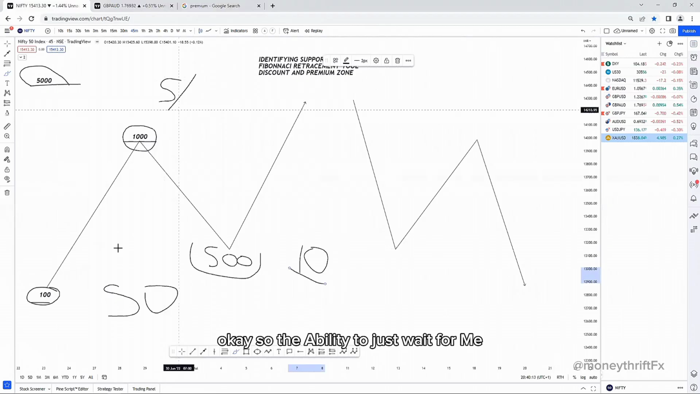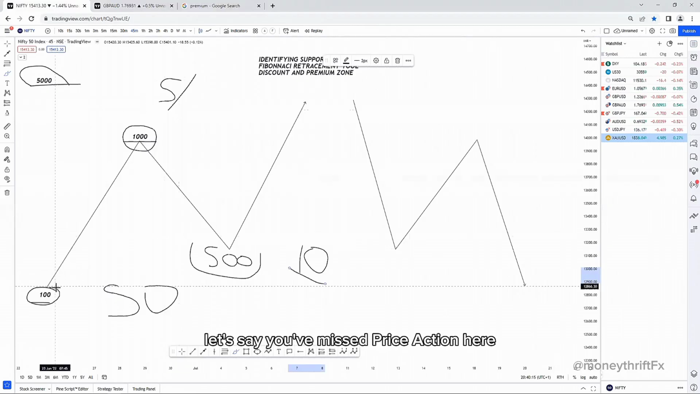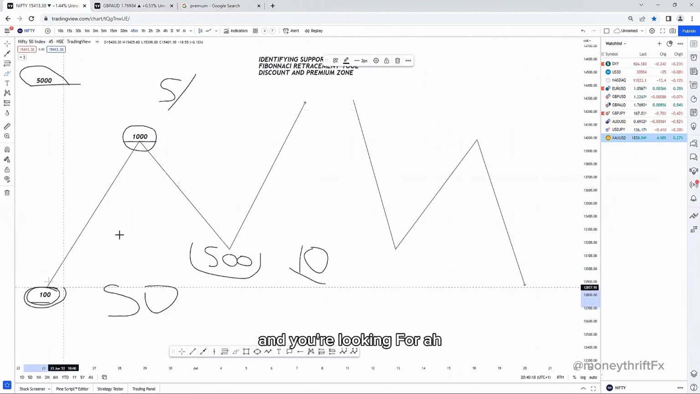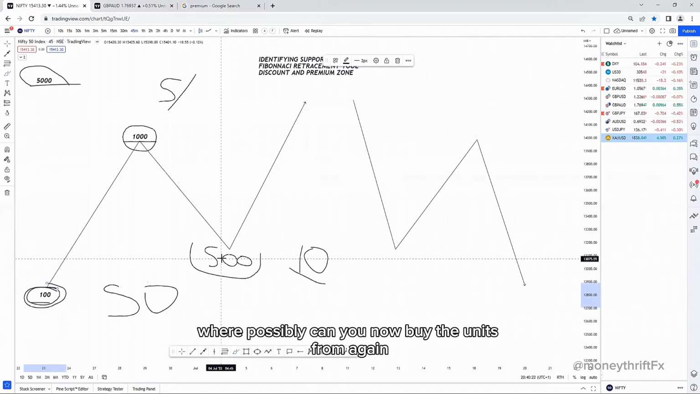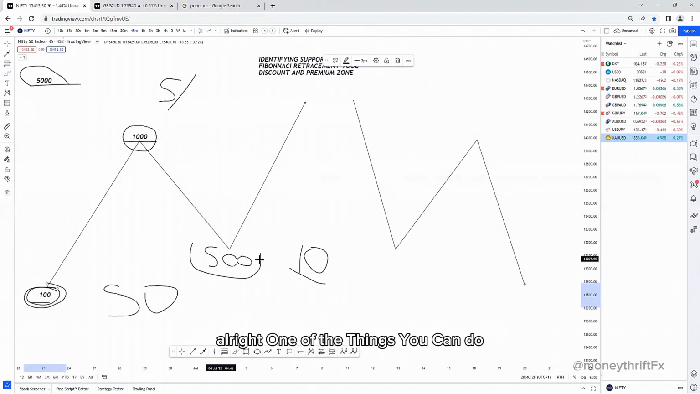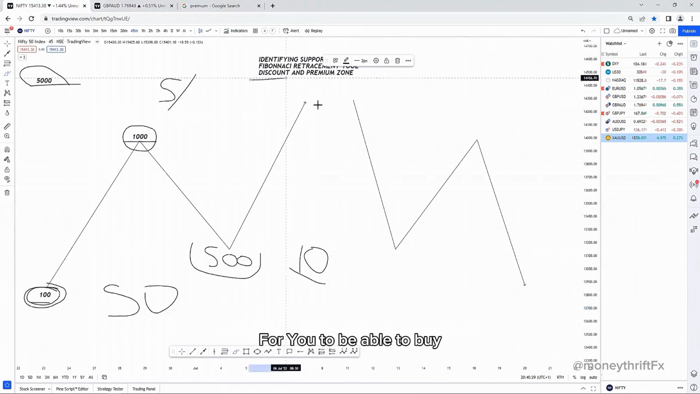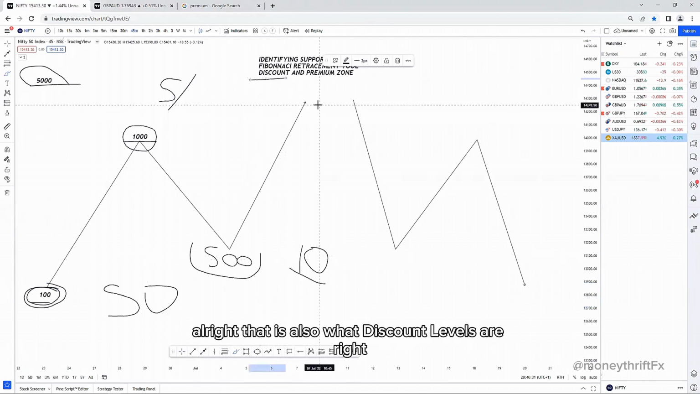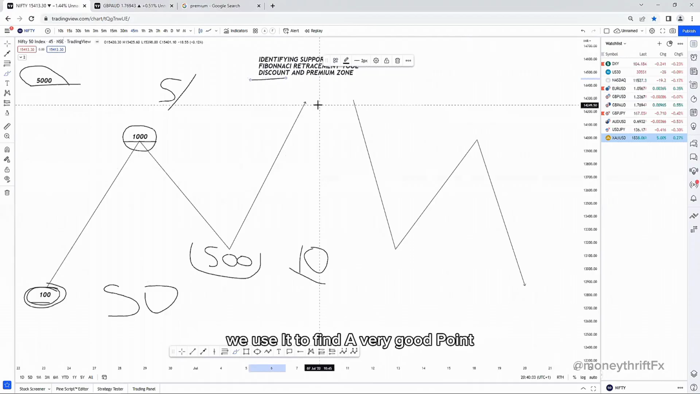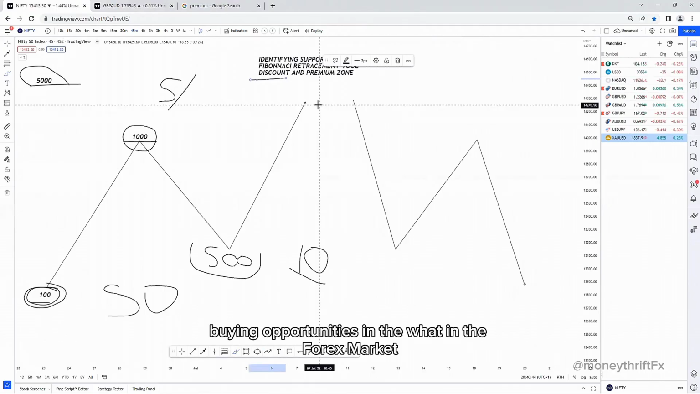Okay. So the ability to wait, let's say you missed price action here and you're looking for iPhone that is now very costly. Where possibly can you now buy the units from again? One of the things you can do is just wait for price to come to a discount level for you to be able to buy. That is also what discount levels are. We use it to find a very good point where we can seek buying opportunities in the forex market. We need to identify very good points where we seek buying opportunities in the forex market.